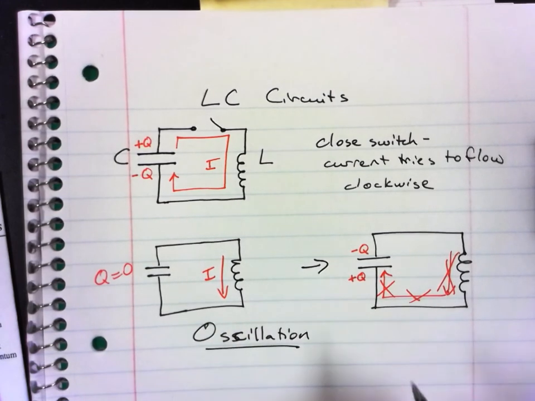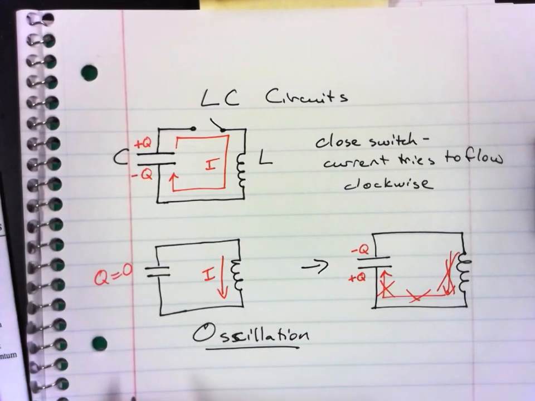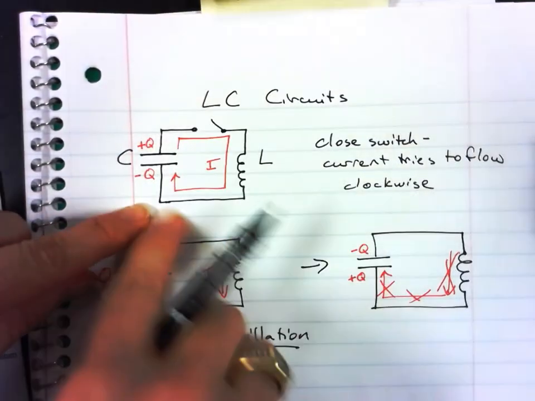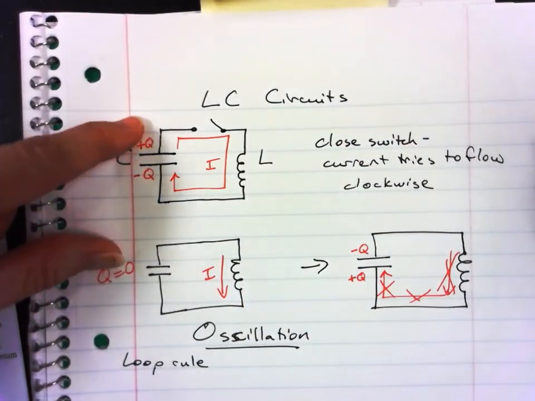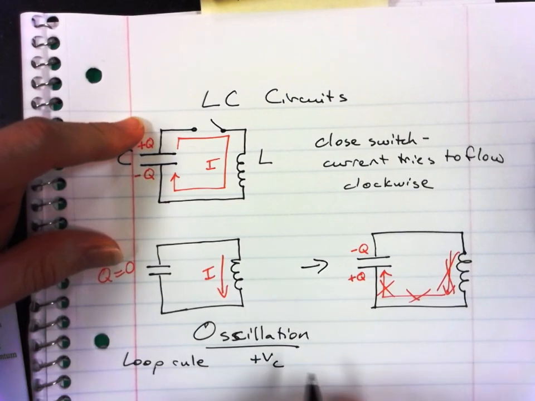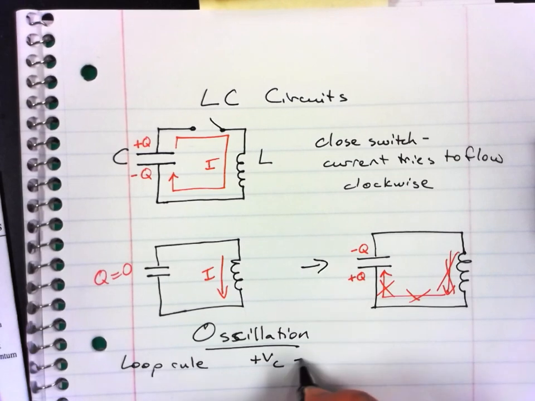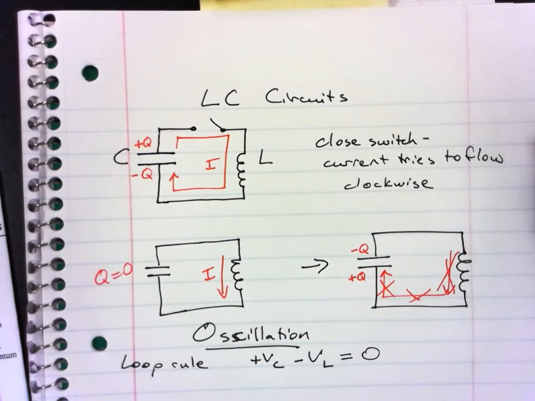Oscillation. So if we apply the loop rule to this original capacitor, as we go around the loop clockwise, we gain potential as we go across the capacitor, and then we lose it across the inductor, so minus V_L. And we finished our loop, so that's equal to 0.